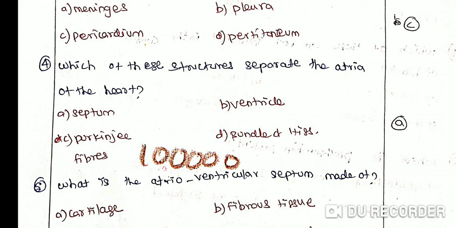The human heart is divided into four chambers, two atria and two ventricles. The septum separates the two atria of the heart. Another septum separates the two ventricles of the heart.